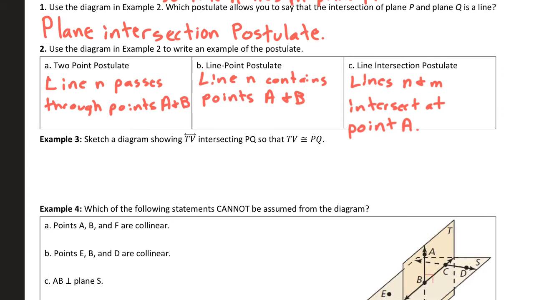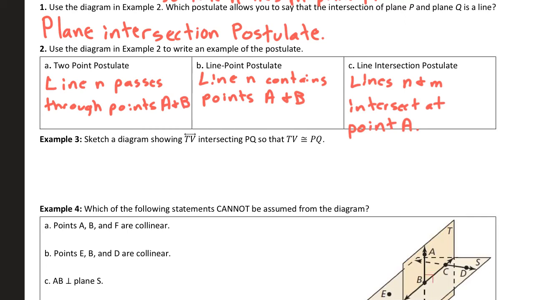Okay, so to explain this, in this guided practice number 1, it says, use the diagram in example 2, which postulate allows you to say that the intersection of plane P and plane Q is a line. So again, I went back to my first page in this lesson's notes, and I looked for anything that talked about intersection of planes is a line. And that was that plane intersection postulate. So that's why I could say that. All right? So the plane intersection postulate says when 2 planes intersect, that intersection is a line.